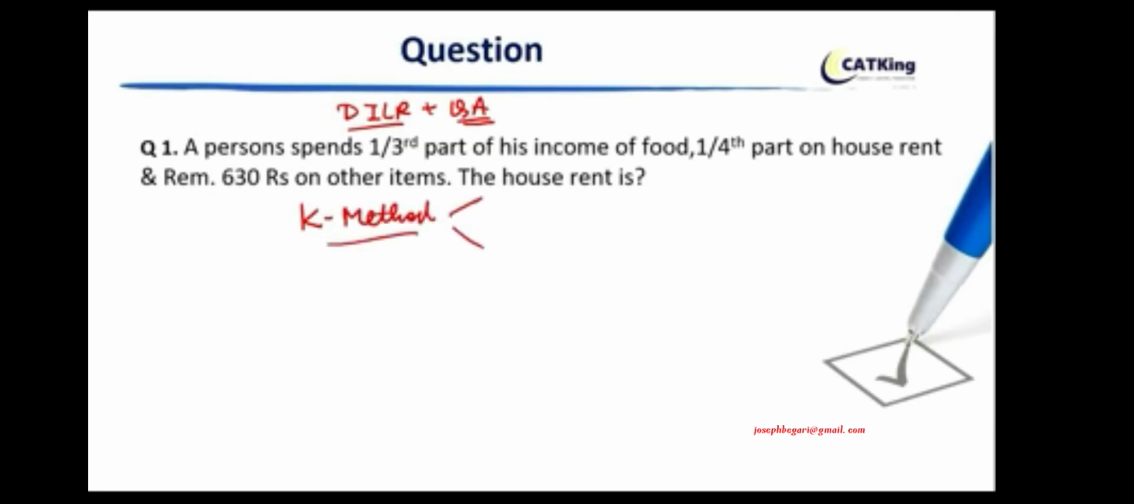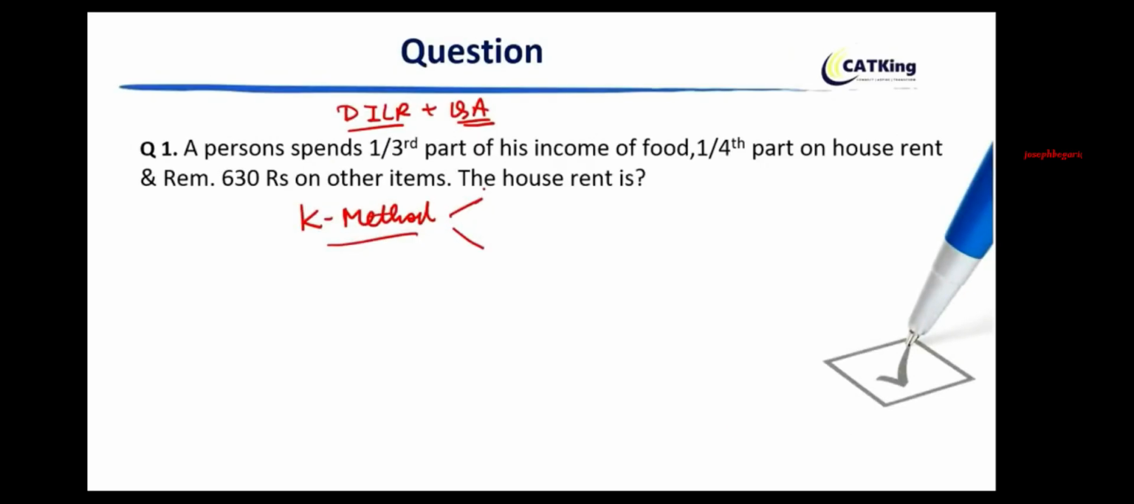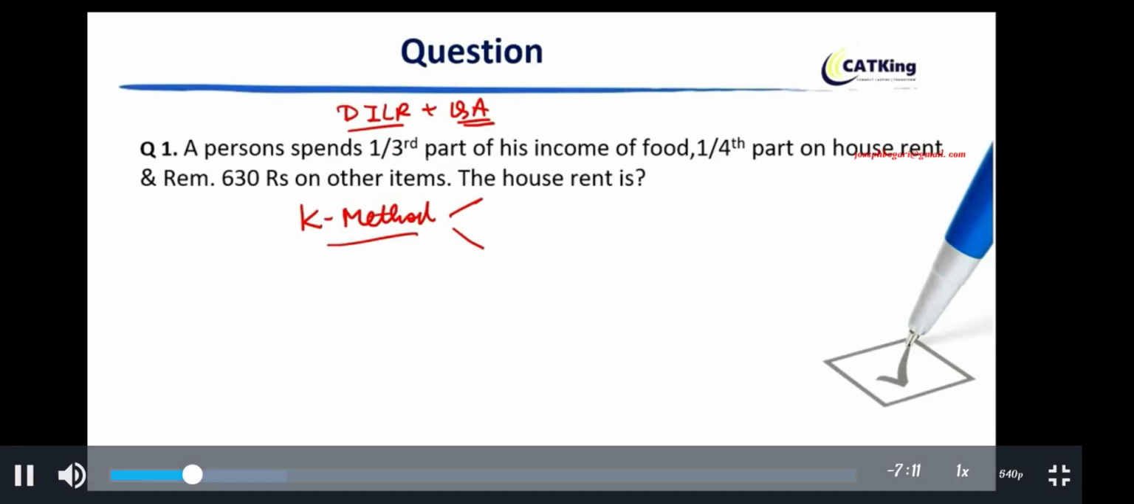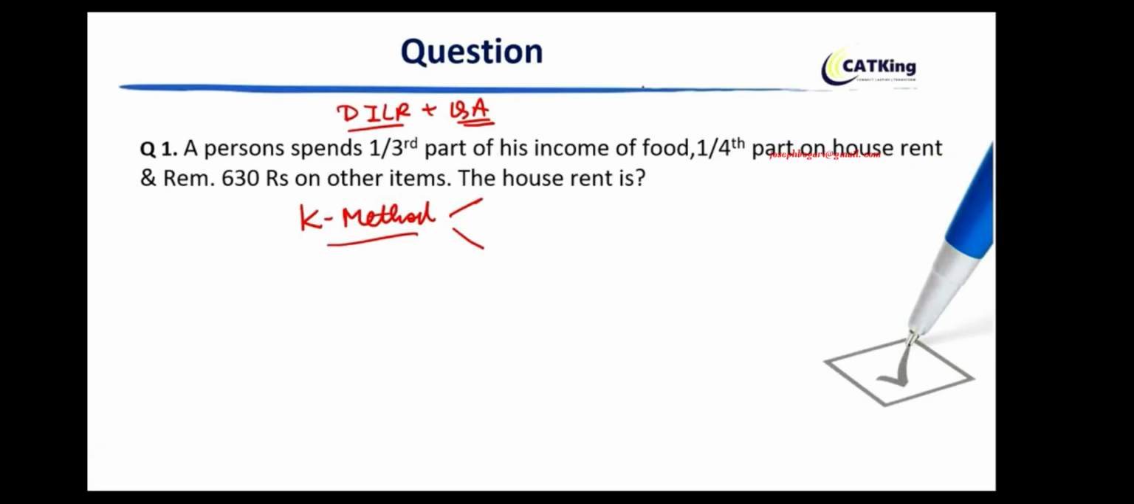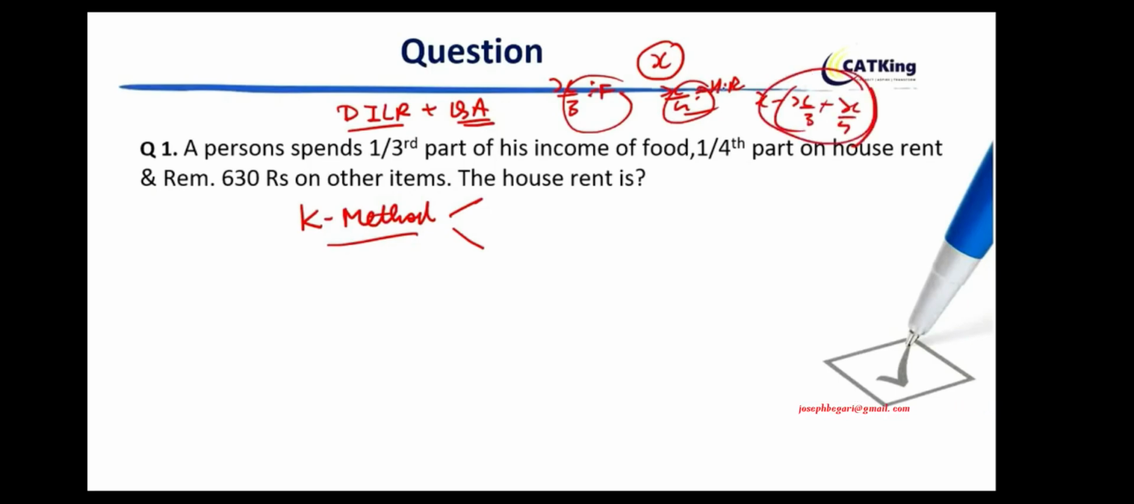K method is nothing but making calculation easy, right? My objective is, I don't want to involve any fractions there. Suppose if I take total income as X, then X by 3 on food, X by 4 on house rent, right? I'm including fractions, guys. I have to do X minus X by 3, minus X by 4, to get the answer. Why involve fractions? So my objective is to remove fractions.